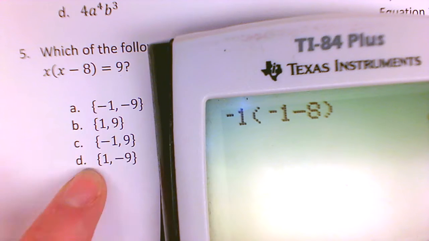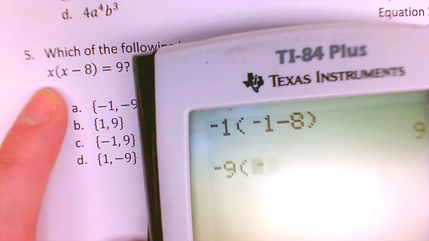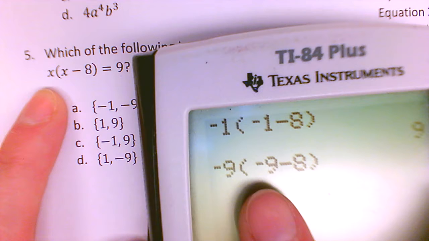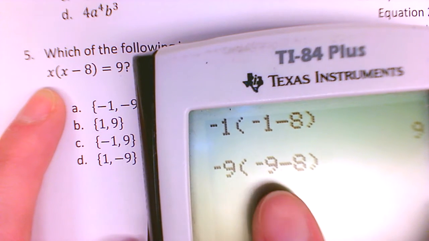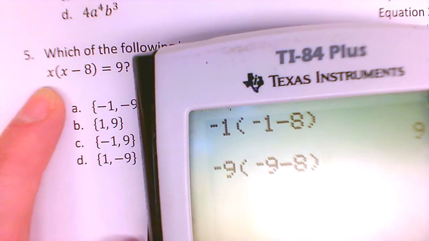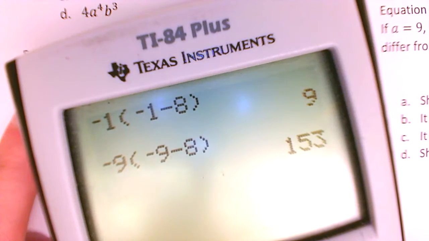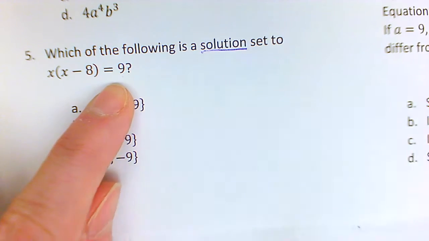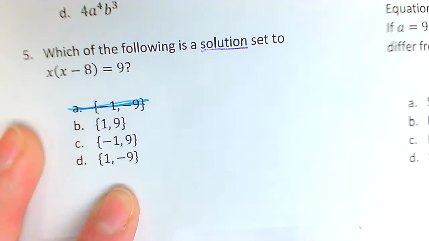That one's okay. Now let's check -9. I'm going to do the same thing. -9 times -9 minus 8. And remember, you use a negative sign when it's the beginning of your problem or the beginning of a set of parentheses. But if it's in between two terms, that's when you use a minus sign. When I hit enter this time, I get 153. That one definitely does not equal 9, so that one is not the answer. So it can't be answer choice A.